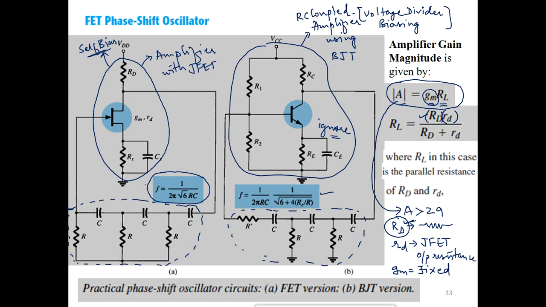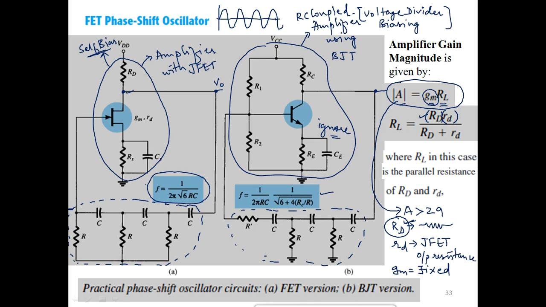Where is the output? The output is at this point. If it is a JFET, then it will be across the drain, either here or here, any point. So this is the output. Now how will the output appear? If Barkhausen's criteria is satisfied, then we will get sustained oscillations.